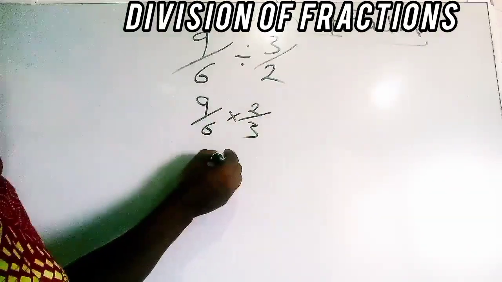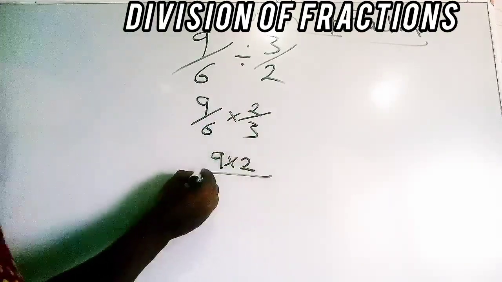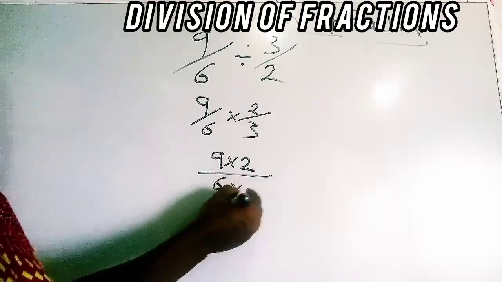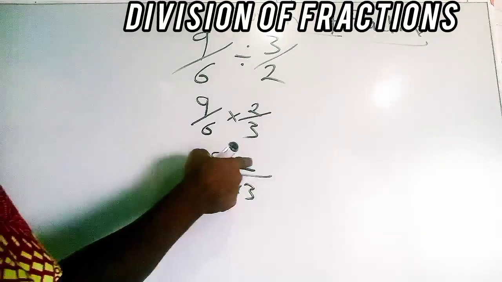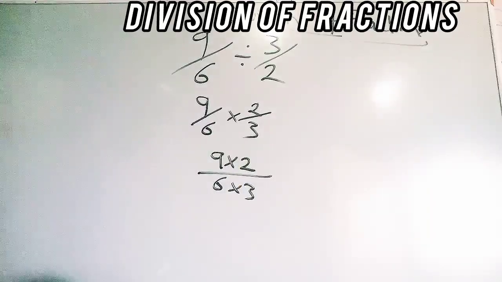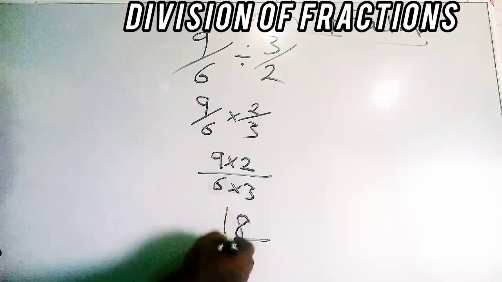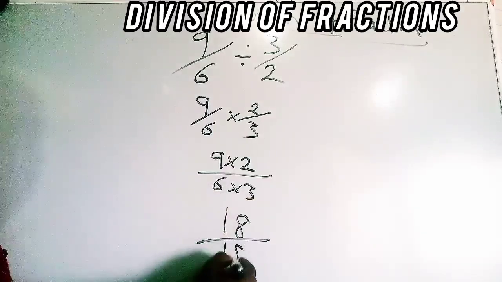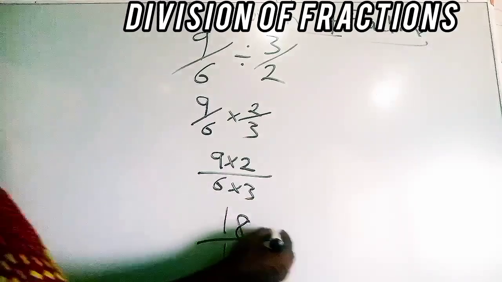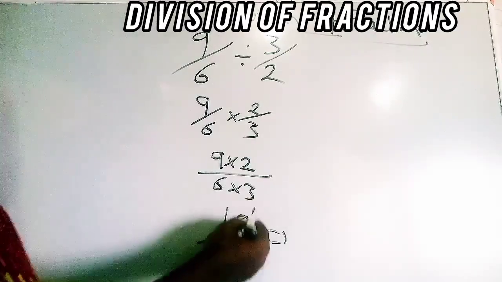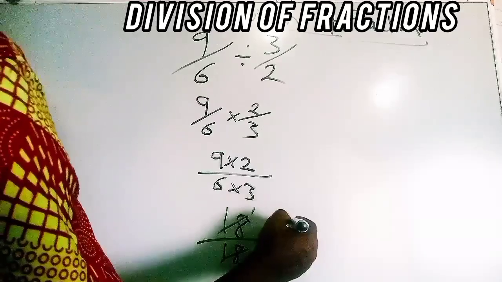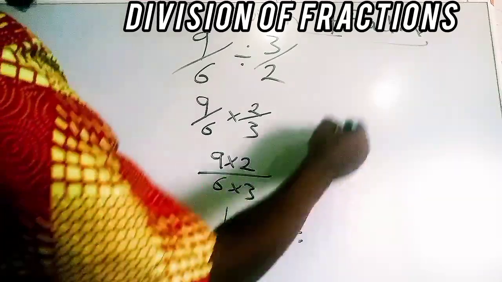We multiply the top, so you have 9 times 2. Then down you have 6 times 3. 9 times 2 will give us what? 18. 6 times 3 will give us what? 18. So what do we do? 18 can go into each of 1, go here 1. So the final answer is 1 over 1, which is the same as 1.